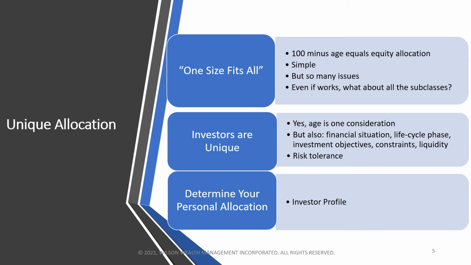And then some people might say the other extreme. No, I want 100% equities because I like the risk. So again, your investor profile is useful to help come up with who you are as an investor, and that will tailor your asset allocation, not just 100 minus 25.